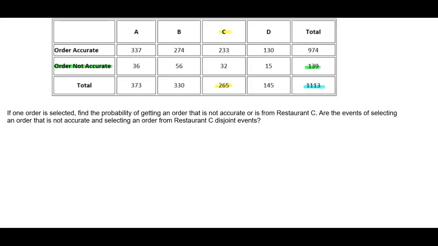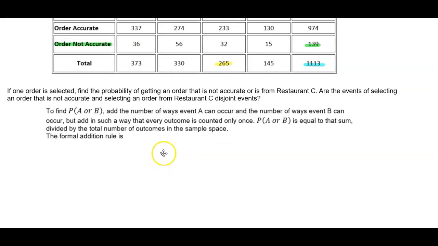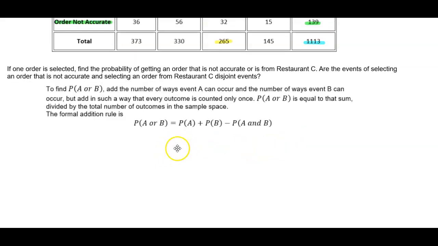and we know the entire total is 1,113. So to find the probability of A or B, we need to add the number of ways event A can occur and the number of ways event B can occur, but add in such a way that every outcome is counted only once. So the probability of A or B is equal to that sum divided by the total number of outcomes in the sample space. Now here's the formal addition rule.